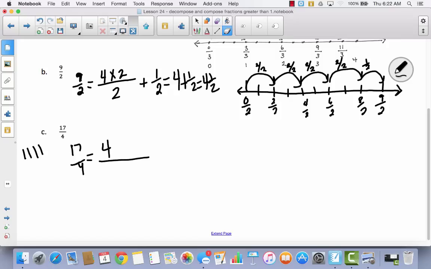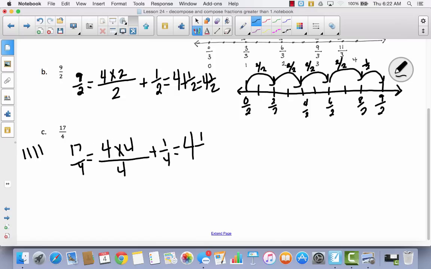So I've got 4 times 4 over 4 because I've got 16 fourths. So this means I've got 4 groups of 4 fourths plus I have 1 fourth left over. So because this is 4 groups of 4 fourths, that means this is going to be 4 and 1 fourth. So let's see how that looks on a number line because I know that this is a little bit confusing here.